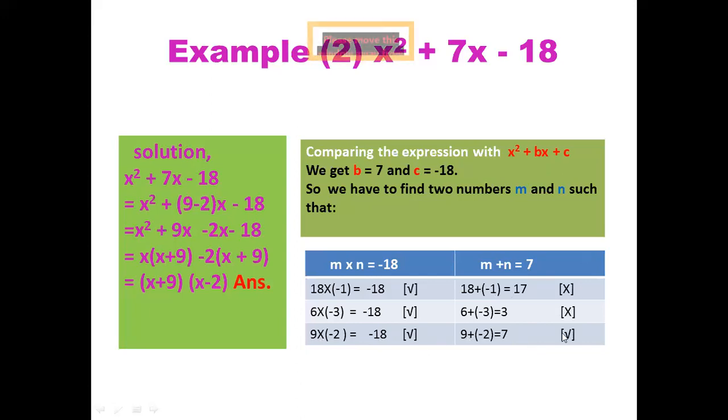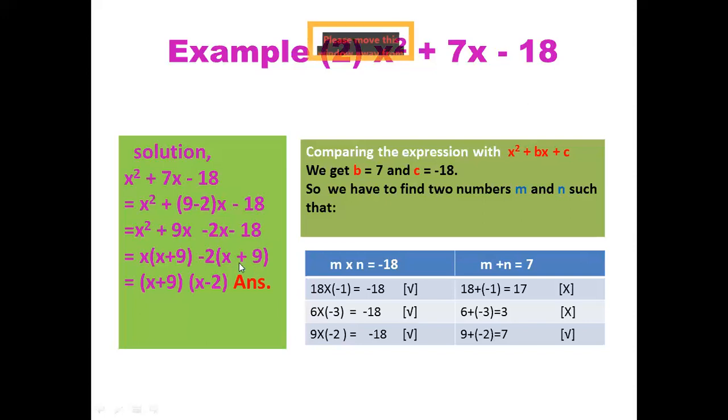So we have to use them in this solution. In place of 7, these two numbers, 9 minus 2 is 7, and 9 and minus 2, if you multiply, you will get minus 18. Now let's remove this bracket. 9 into x is 9x, and minus 2 into x, minus 2x. And we know that in place of 18, we have to use 9 into 2. And x common, then x plus 9 left here, and minus 2 common, then x plus 9 here.